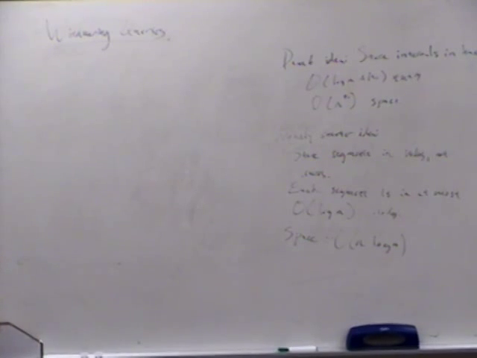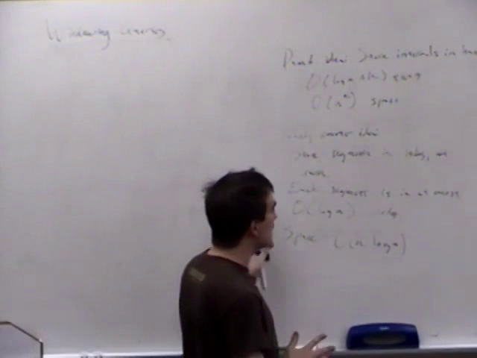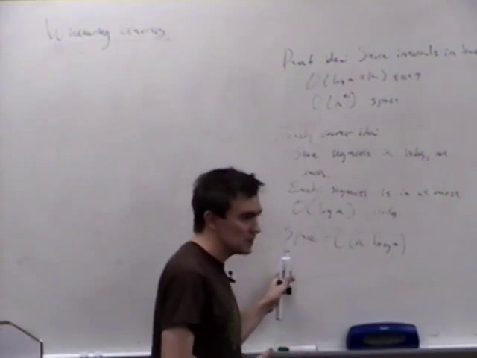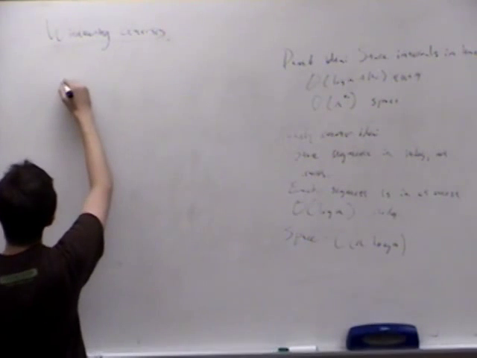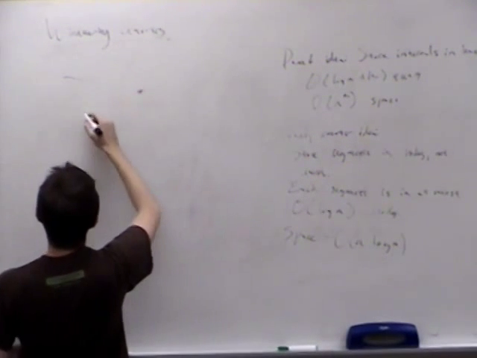I want to stress that this is actually not a great data structure for intervals, but it's a fine data structure for windowing queries, which is the other thing that we're going to look at right now. So this is the idea of a windowing query.